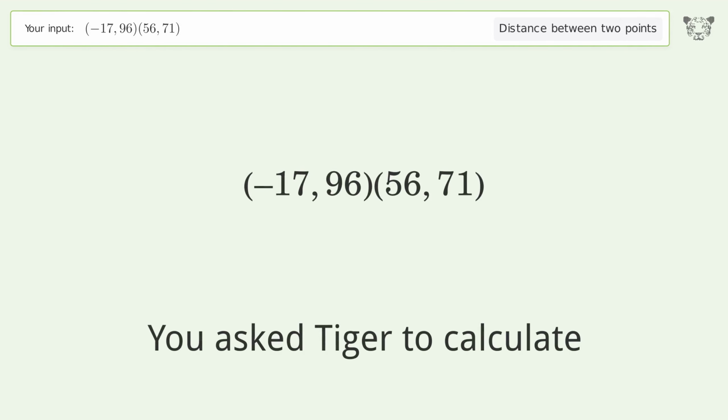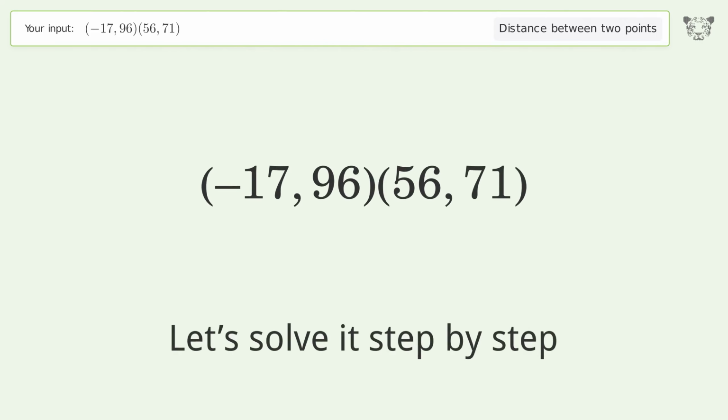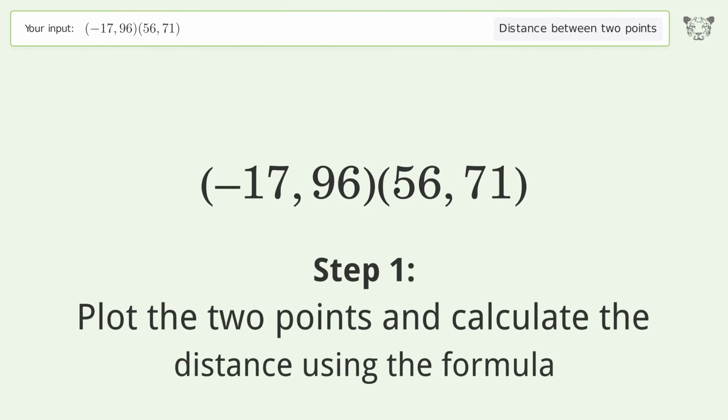You ask Tiger to calculate. This deals with the distance between 2 points. The distance between the 2 points is the square root of 5,954, or 77.162. Let's solve it step by step. Plot the 2 points and calculate the distance using the formula.